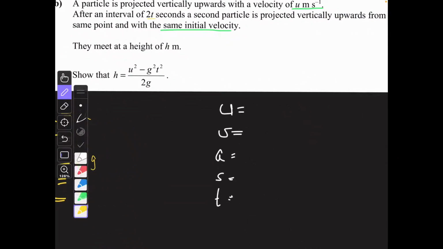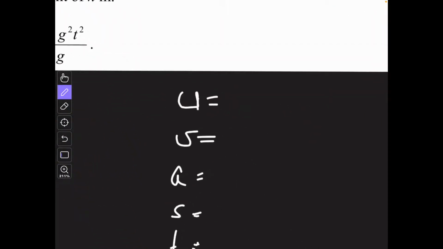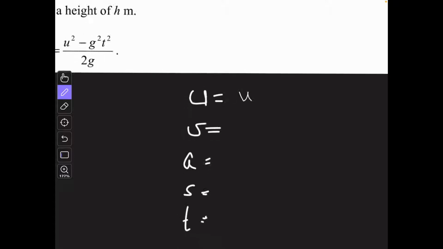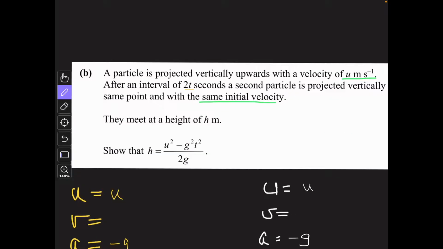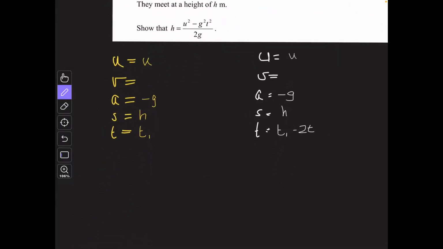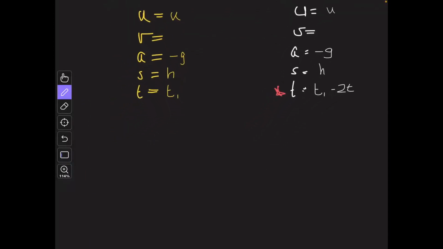This one here: the initial velocity is u, the v is unknown, the a is minus g. The height is still h, and the time that it's going to arrive there is the time that it left minus 2t. So minus this interval is going to be the time. That's probably the key part of this whole question, is getting this t. So make sure you have your head clear on why you did that.